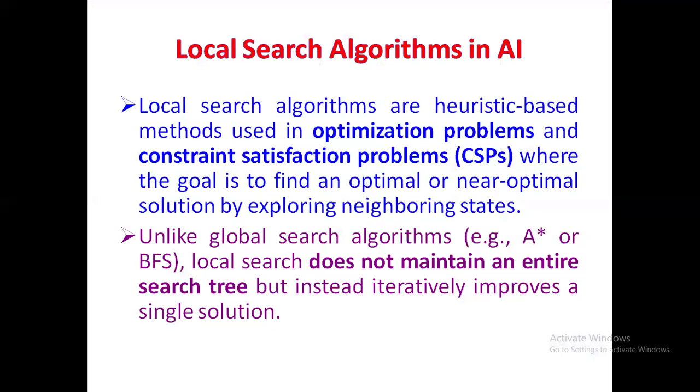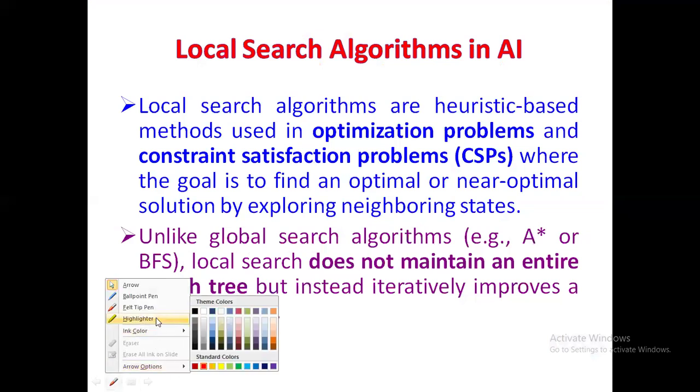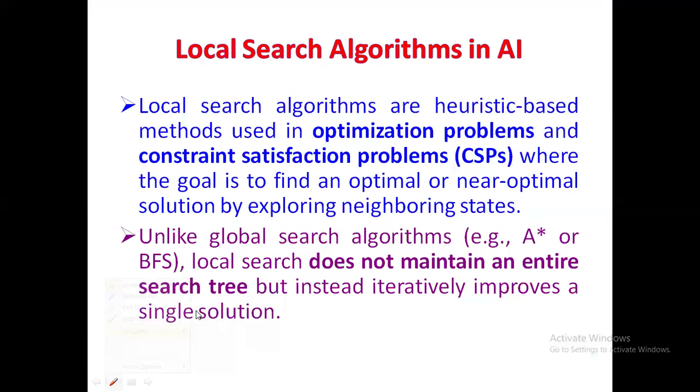First, we'll see what a local search algorithm in AI is. Local search algorithms are heuristic based methods designed for optimization and constraint satisfaction problems, CSPs, where the objective is to find optimal or near optimal solutions by exploring neighboring states. This is what we are doing in this case.